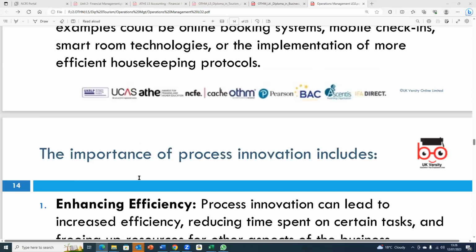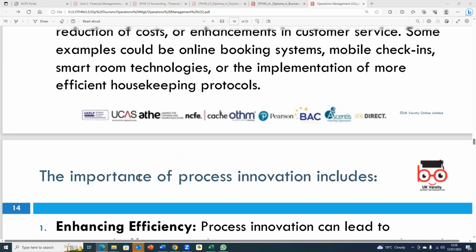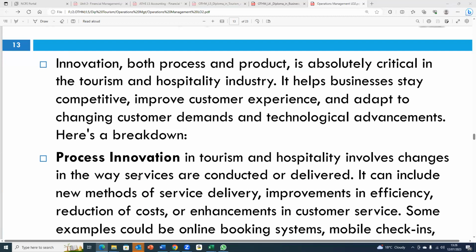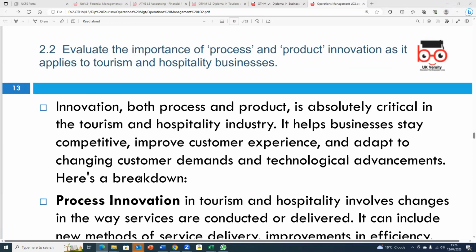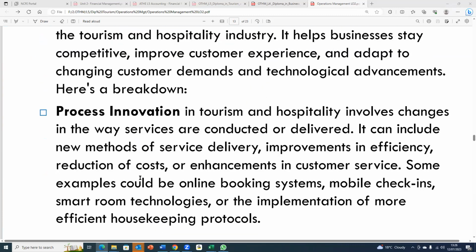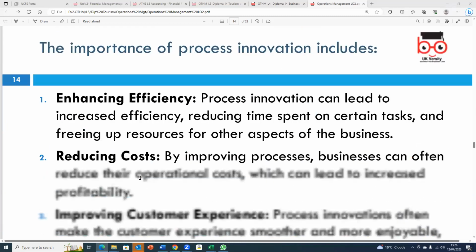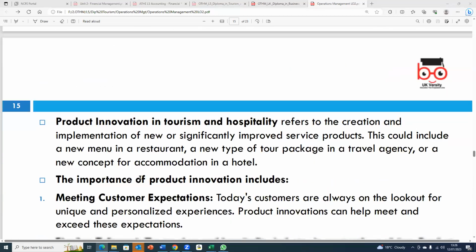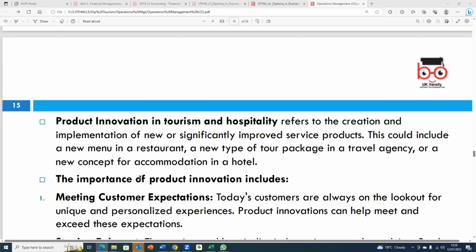So this is quite important. The importance of process innovation includes many things, and its objective is to increase, of course, service, increase efficiency, and reduce costs. So when we are looking at the importance of process and product innovation, its basic underlying fact is to increase efficiency and reduce costs, stay competitive, stay ahead of the game, making sure that you provide a good service so the guests keep coming back to you.